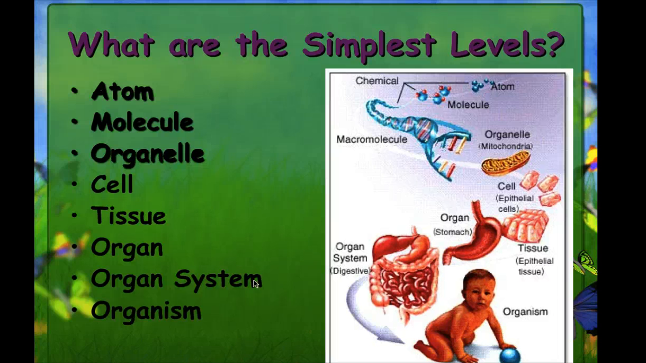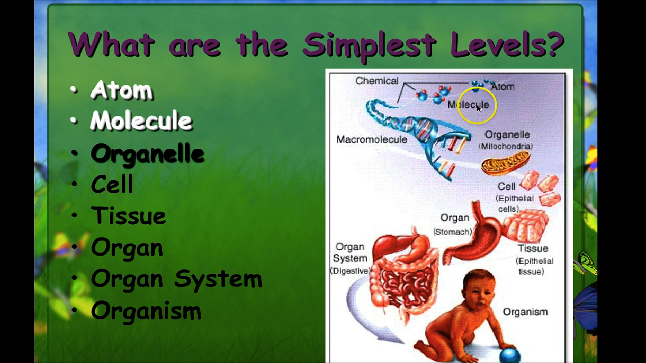Our levels of organization. So what are the simplest levels of organization? Well, our simplest is our atom. Our atom is our elements that help make up our bodies. Then we go into our molecule. It is more than one atom combined to create something. From there we go into our organelles, such as our mitochondria. Our organelles help our cells function. They're the tiny little organs.